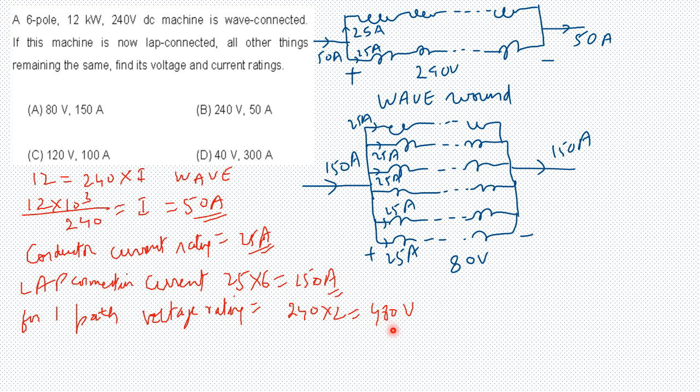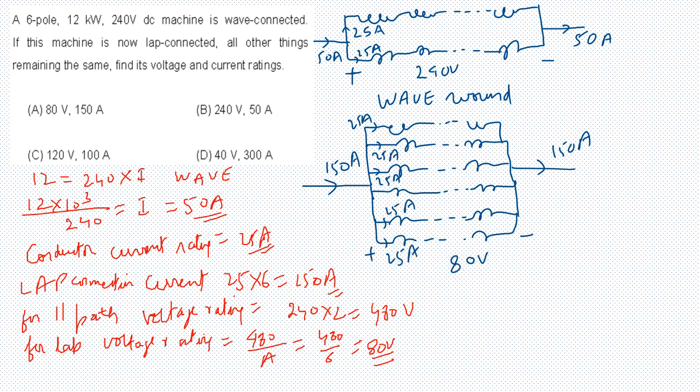Now we have six parallel paths in lap. So for lap, the voltage rating is equal to 480 over the number of parallel paths, a. So 480 by 6, which is 80 volts. So now the voltage rating is 80 volts. This is what is shown here: each parallel path has 25 amps and the voltage rating is 80 volts.